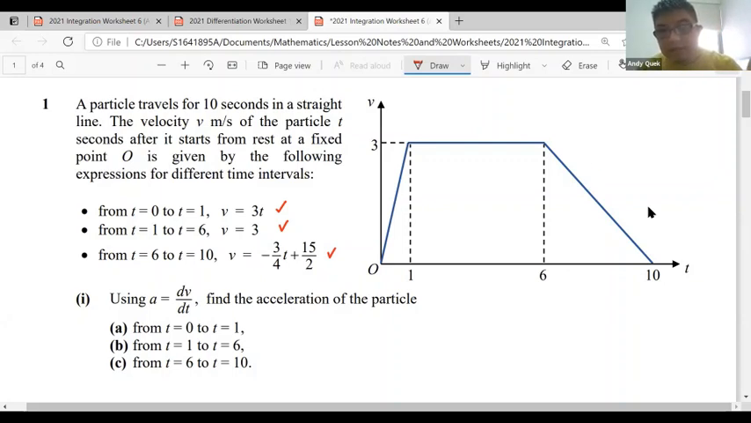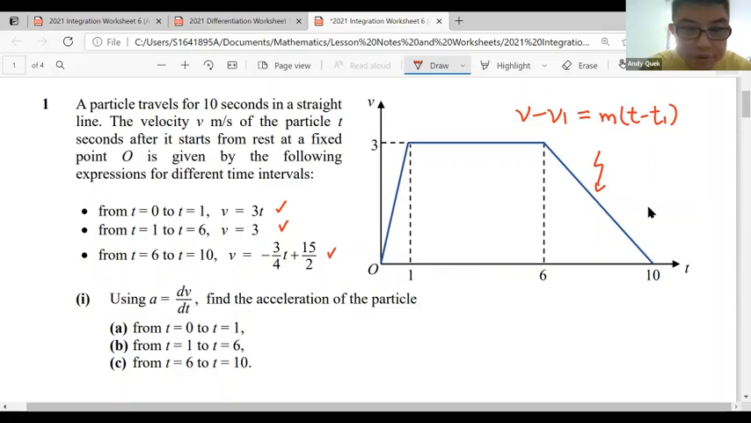For this other one, maybe instead of y equals mx plus c, a better version of the equation to use, I shouldn't talk about y here, I should be saying v minus v1 equals gradient times t minus t1. So what is the gradient? Use the appropriate formula, and you should get a negative answer for m. If you look at the answer we have there, the gradient is negative 3/4.